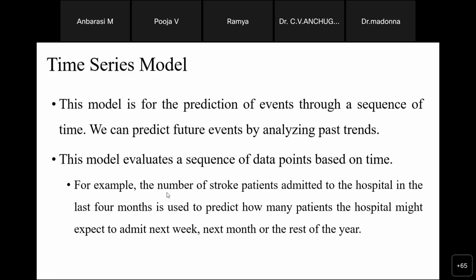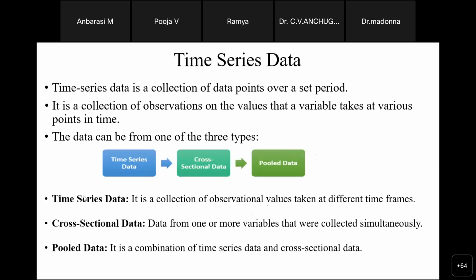For example, suppose in a hospital we have a number of stroke patients admitted over the last 4 months, and I want to predict how many patients will come in the next week, the next month, or in the rest of the year. Before it happens, we can predict it based on the previous historical data. For that purpose we go for the time series model.